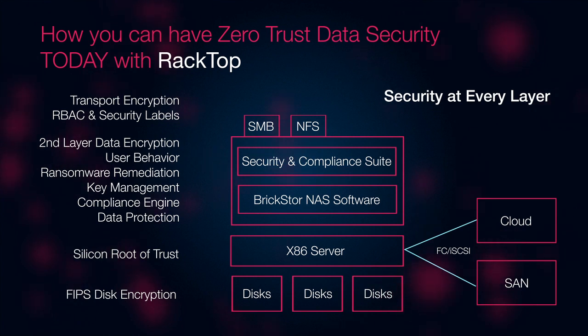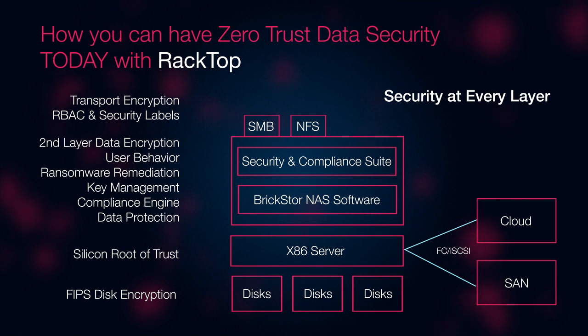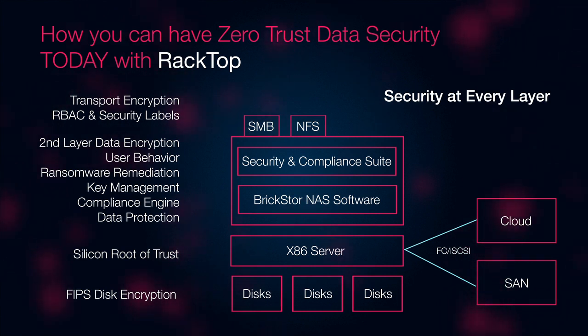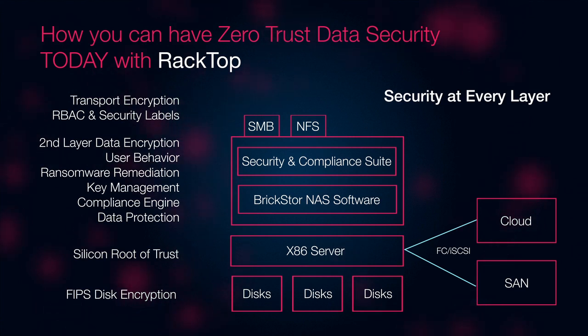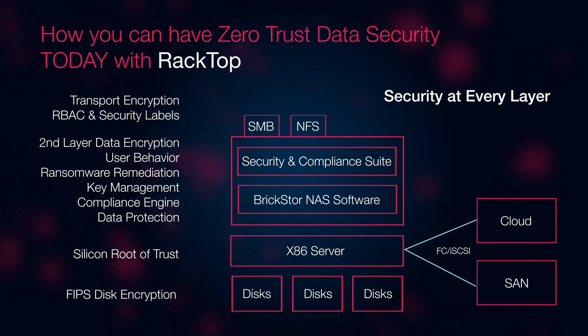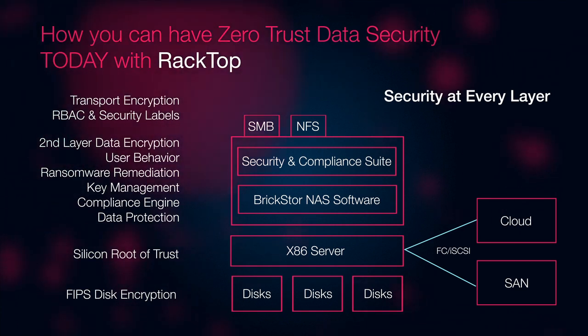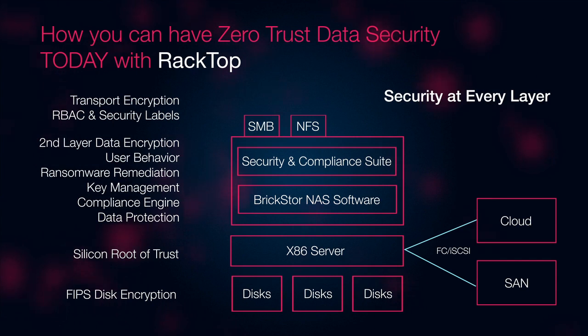So this shows you an example architecture of what we've done to implement zero trust from a data-centric point of view. You have your file protocols, and then we built the security and compliance suite into the storage operating system, and it runs on commodity x86 hardware. You can use direct attached disks or attach to a SAN via fiber channel, and you can even tier data to the cloud. And you have the ability to do this all in real time.